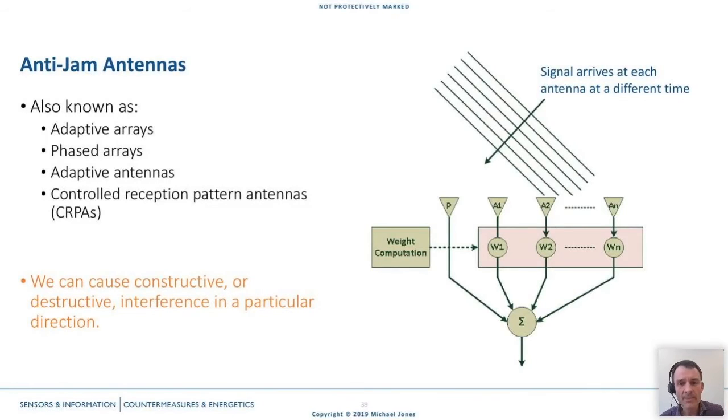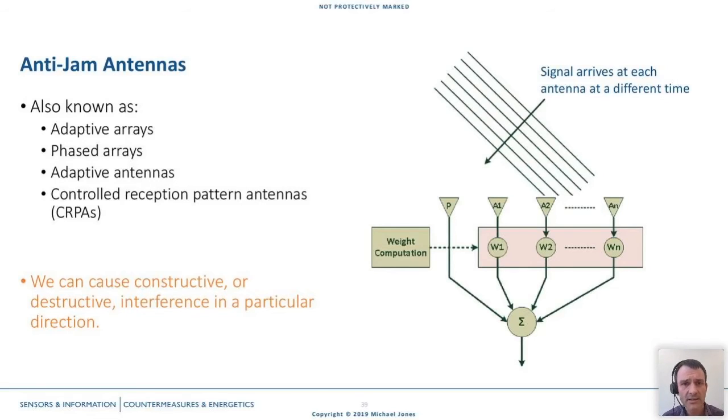So anti-jam antennas, this is arguably the single most powerful technique that you can use to protect yourself against jamming. And they come with lots of different names. They're sometimes called adaptive arrays, phased arrays, adaptive antennas, or controlled reception pattern antennas is also a common name in the GNSS community, or CRPAs. So what is one? Well, rather than having one antenna, you have a group of antennas. So in this diagram, we've got a primary antenna that's labeled P, and then we have a number of auxiliary antennas that we've called A1, A2, and so on up to AN. You can have as many of those as you like.